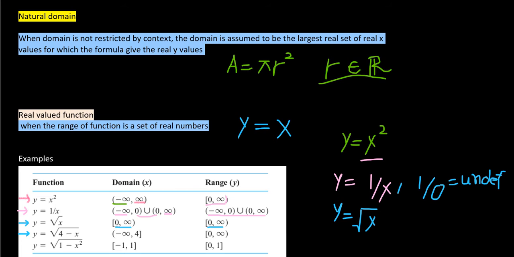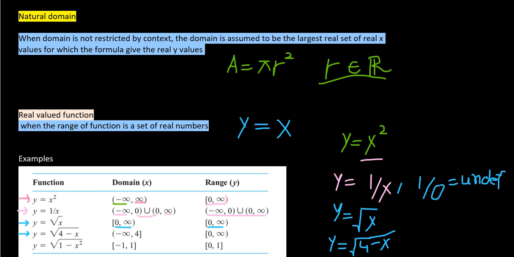The second is also an example of a square root, which equals square root of 4 minus x. It's a bit tricky, but not that much. Suppose I take x is equal to 4, we will get an answer 0. That is y is equal to 0, and that is in our range.